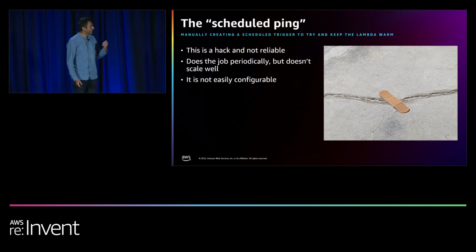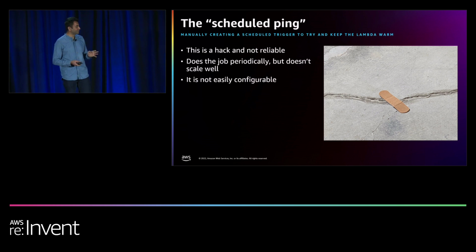So the scheduled ping may work. If you put a scheduled ping at a periodic interval of 5 minutes, it may work, but it might as well not work, because maybe in 2 minutes the infrastructure behind your Lambda gets killed. So when you read about this, use it with caution, because this is very, very unreliable in our opinion.